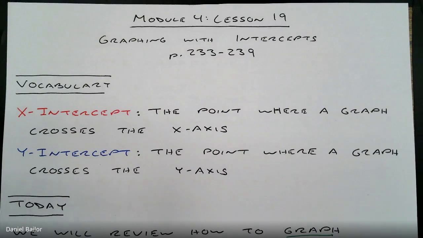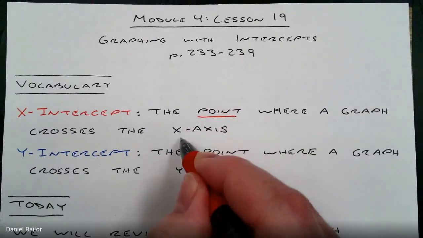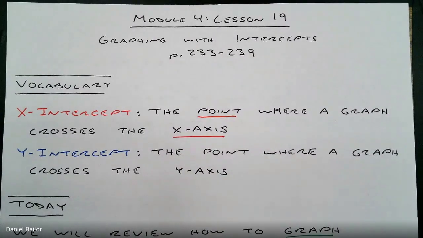In slope-intercept form, you graphed using the y-intercept and the slope rule, but you can graph today by just finding both intercepts. And so that's why our vocabulary words today are x-intercept and y-intercept. The x-intercept is the point where a graph crosses the x-axis. The y-intercept is the point where a graph crosses the y-axis.